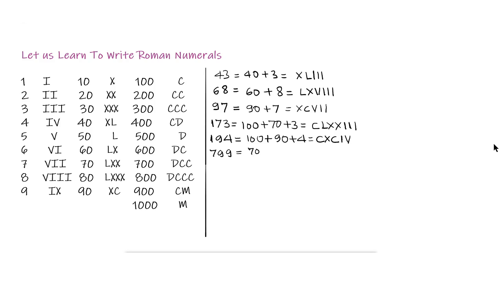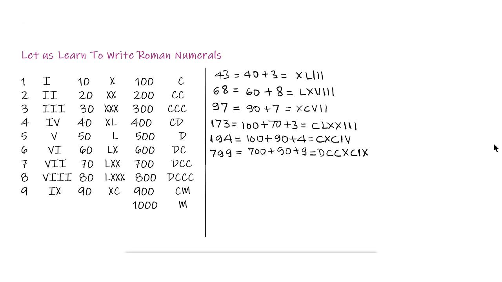799. 700 plus 90 plus 9. 799 is 700 plus 90 plus 9. 700 is DCC from the chart and 90 is XC and 9 is IX. So 799 is DCCXCIX.